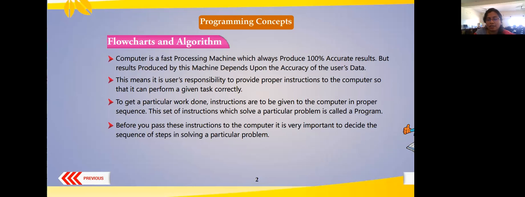Yes, to get a particular work done, instructions are to be given to the computer in a proper sequence, right? Proper stepwise. When I say sequence, I am telling what is to be done first, what is to be done next, and what is to be done after that. Like step one, step two, step three should be step three only. You cannot mix up. For example, again the same thing, I'll take going to the market and buying some vegetables.